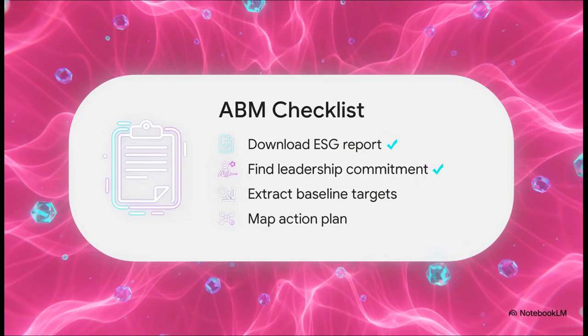Step 2. Find that leadership commitment to prove there's actual executive buy-in. Step 3. Extract the measurable baseline targets so you understand the undeniable mathematical reality of what they have to do. And Step 4, map out the execution action plan using that matrix template we just walked through so you can perfectly align your solutions with their impending roadmap.